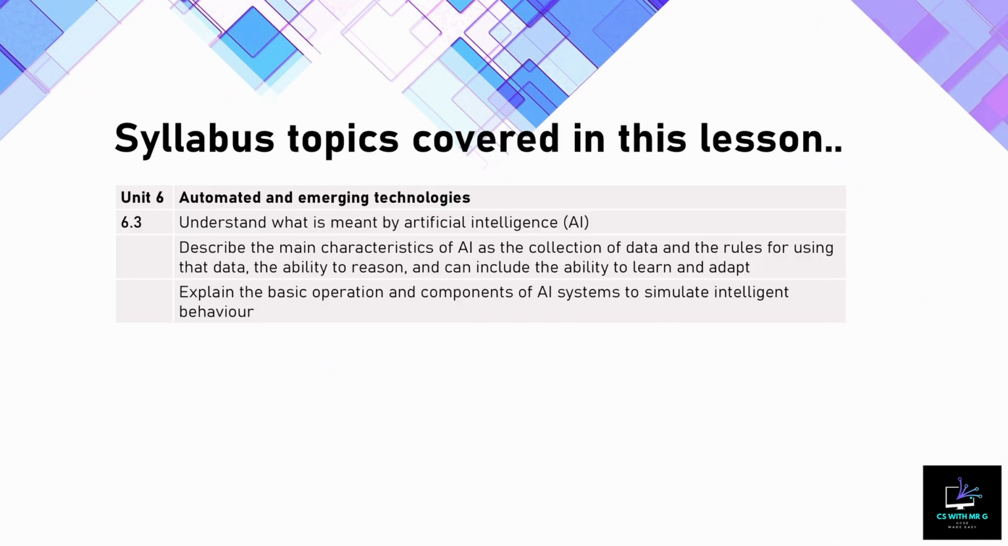So our syllabus topics today: we need to understand what is meant by the term AI or artificial intelligence. We need to describe the main characteristics of AI, which includes how it collects data and follows certain rules when using this data, and how it can reason like a human can, and also the ability to learn and adapt just like a human also. We also need to explain the operation and components of an AI system, so what's inside of an AI system, and how these work in order to what we call simulate intelligent behavior.